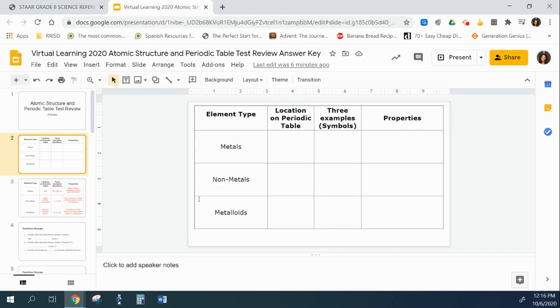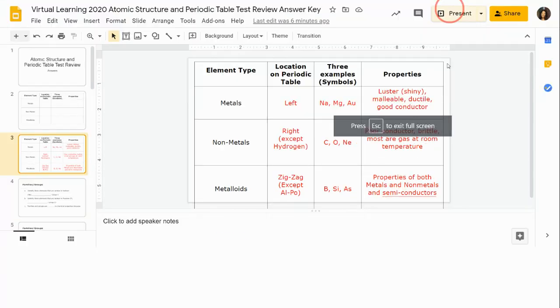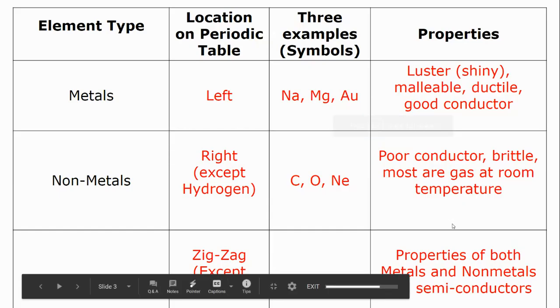But anyway, if we go back to the presentation, you can see that these are the answers that you would fill in. Go ahead and pause the presentation, and you can fill in your document.